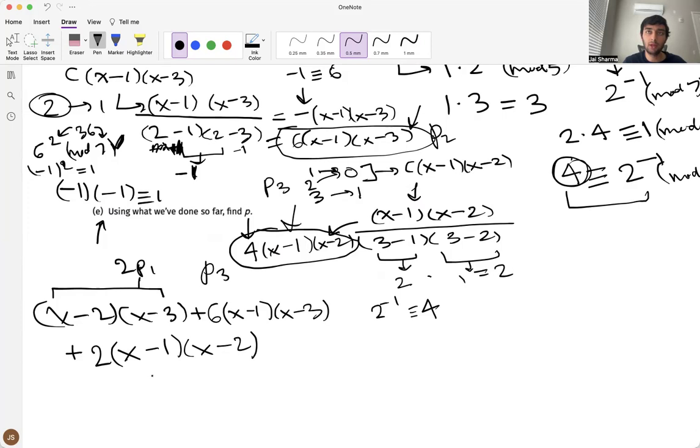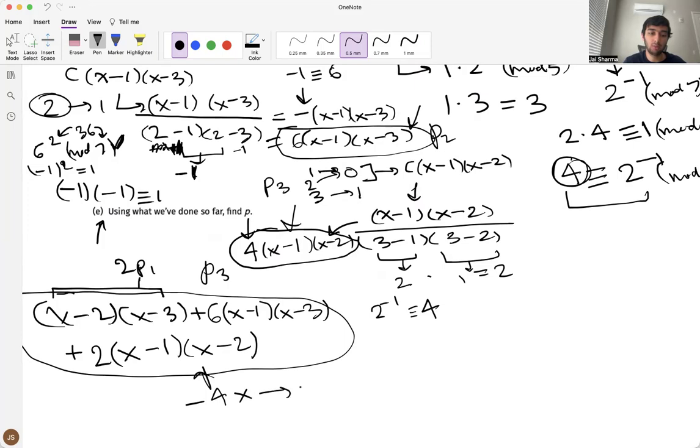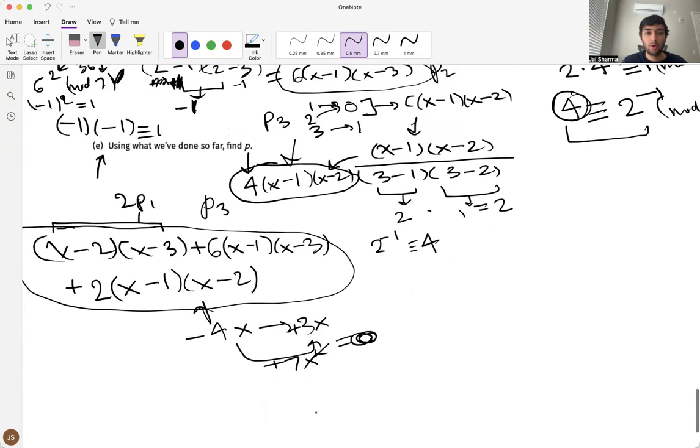Yeah, and I think this should be the answer or equivalent, basically, right? Any negatives, let's say you get negative 4x, right? That's the same as positive 3x because you can just add a multiple of 7x, because this is equal to 0 mod 7, right? But yeah.